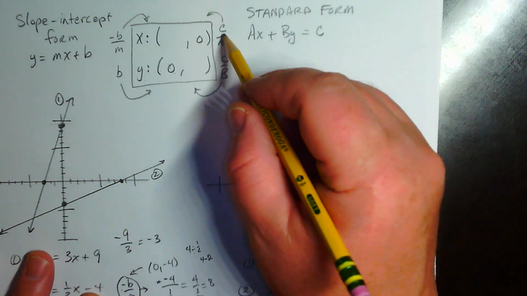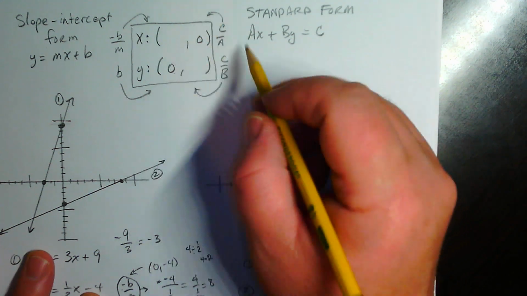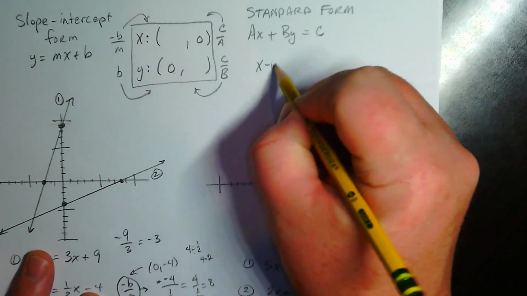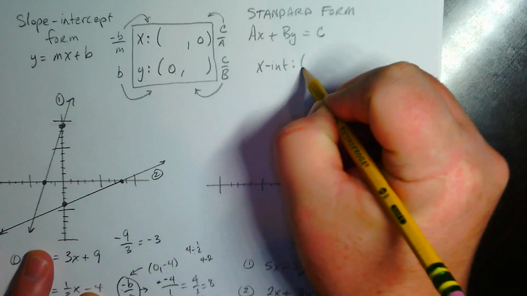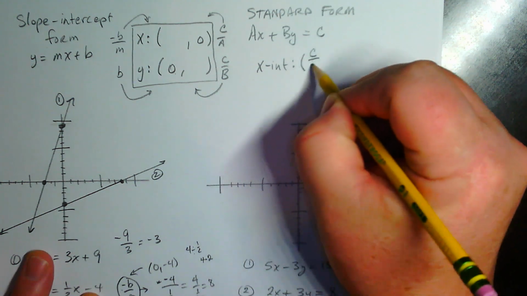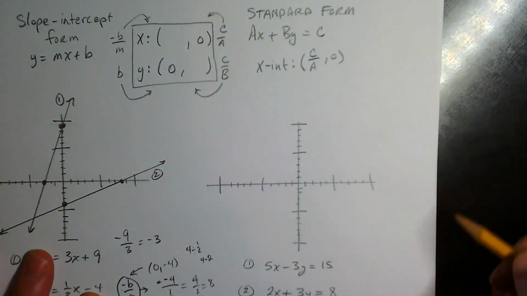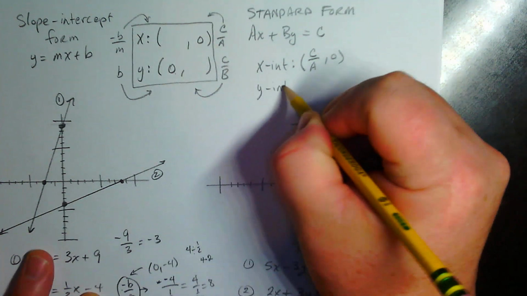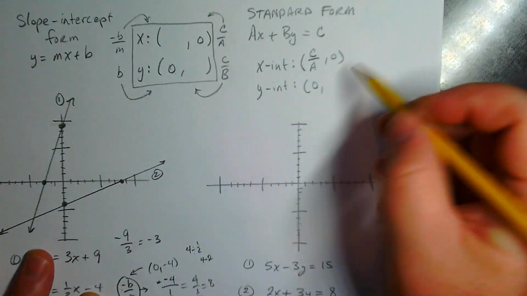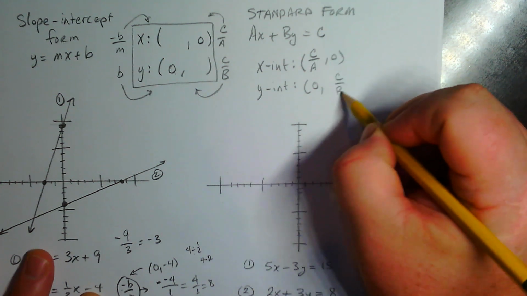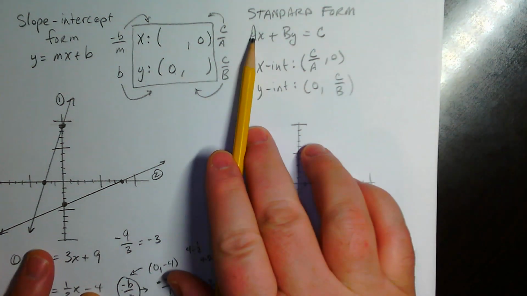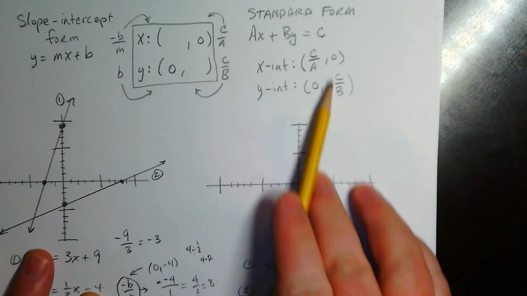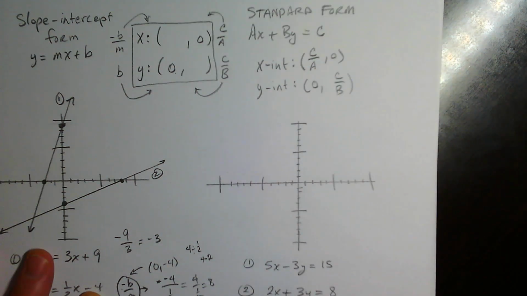Here's what this is saying. It's saying that the x-intercept is going to be c divided by a, 0, every single time, and the y-intercept, when we're in standard form, is going to be 0 for x, and then c divided by b. So whatever a and b and c are, if you can figure those out, you can just plug them in and you can find everything.